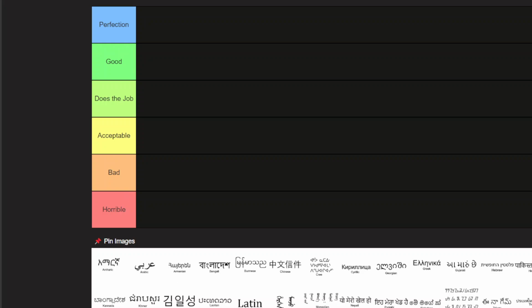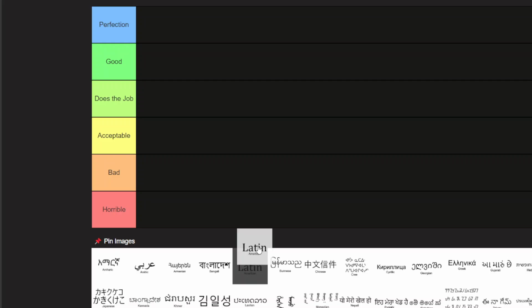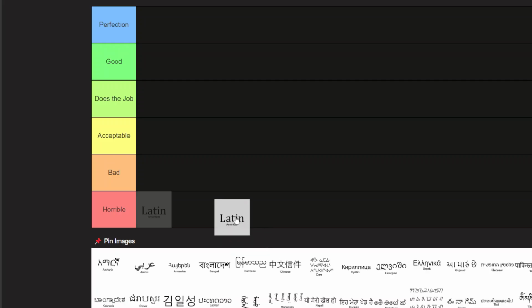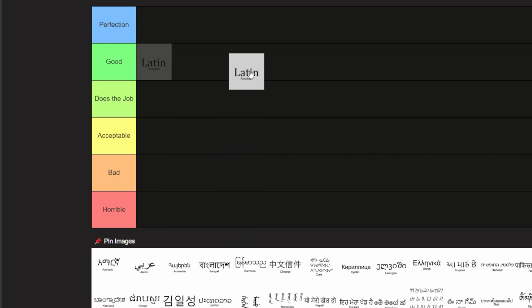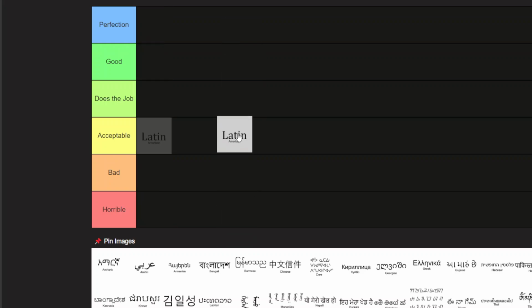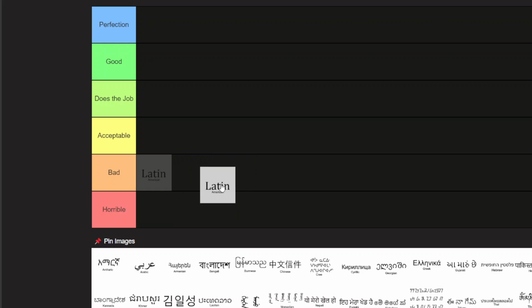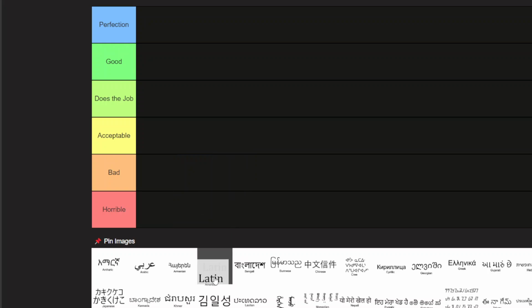So let's start with a really bad one. Latin. Now, you may wonder, what's so bad about the Latin alphabet? Well, if you just look at one language, then it might seem okay. It looks fine, but if you look across every language that uses it, it's absolutely terrible.